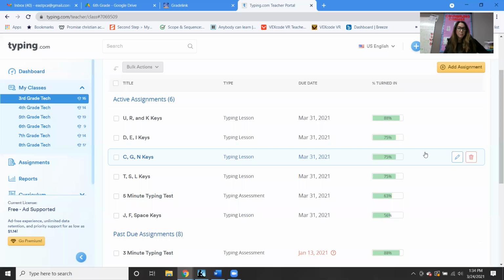So first off, our typing. So we had 6 typing assignments. There was the U, R, and K keys, the D, E, I keys, C, G, N keys, T, S, L keys, the 5-minute typing test, and the J, F, space keys. So just a lot of review of all the different keys. So 6 of them. If you missed any of the typing, please go in, complete the typing. Typing is an easy 100. If you do the typing lesson, you get 100, right? Very simple, very straightforward. So go in and get that done.